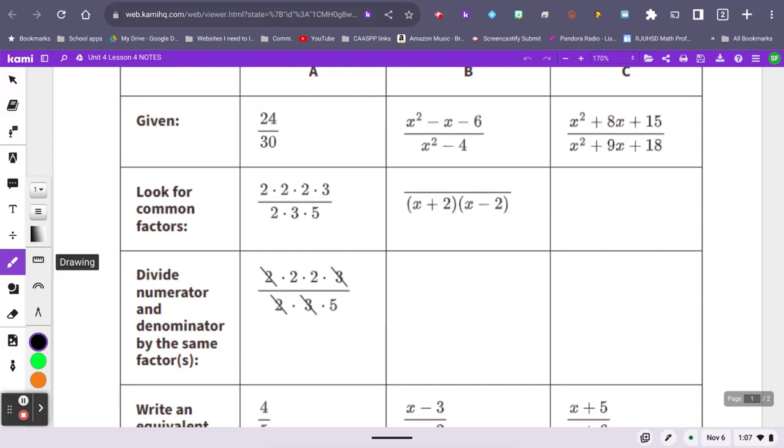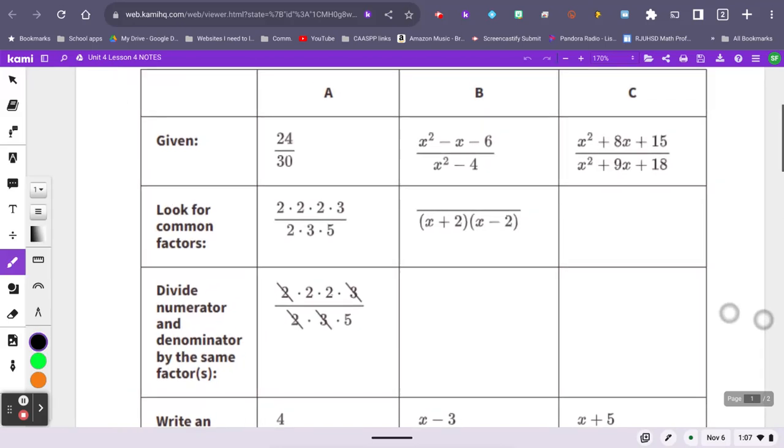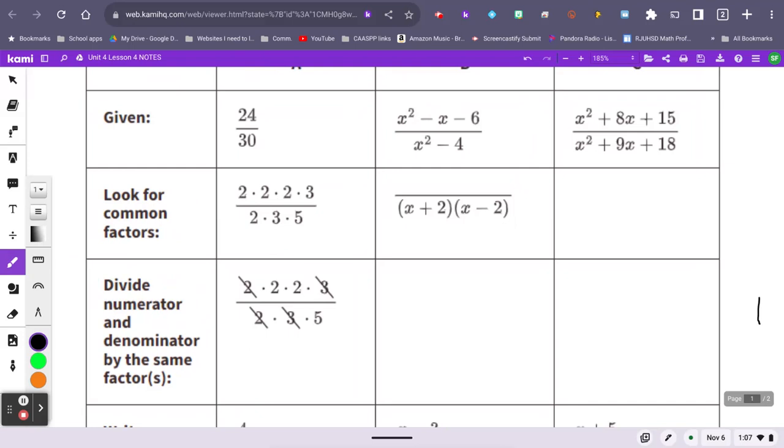Okay, so we're going to do one that is a little bit more. And as you can see, we have x squared minus x minus 6, and then x squared minus 4. They already broke up the x squared minus 4 for us. And I'm actually going to just use the space in this box, and I'm going to rewrite. Let me get a different color. There we go. Okay, so I'm going to break this one down.